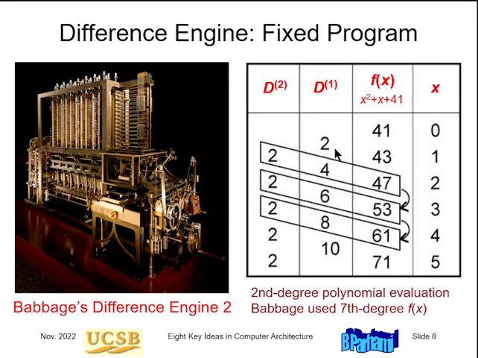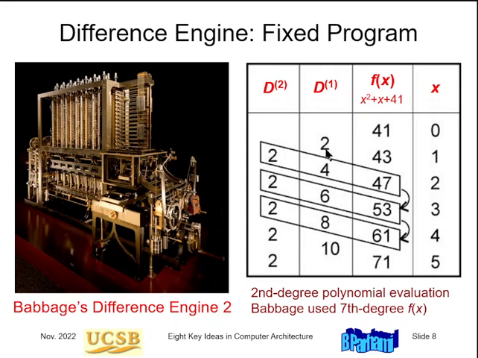And then compute the difference of these differences. 4 minus 2 is 2. And if I continue this, I notice that the second order difference is a constant. This is sort of the discrete counterpart of the second derivative of this function being a constant. So this column is just 2's.